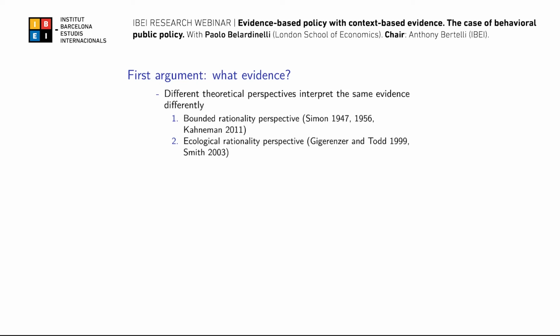So this is what they have in common, but they also have a big difference in the sense that the bounded rationality perspective focuses on mistakes that we make when we rely on these heuristics, and in particular cognitive biases. So the idea is that by relying on these simple mechanisms, we systematically deviate from optimal decisions. We make mistakes. These are cognitive biases.